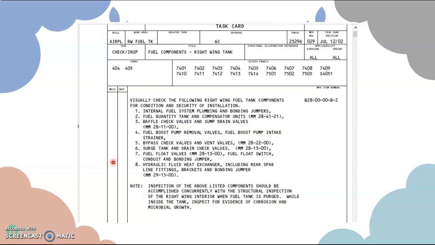For the airplane, every component is so important because when we fly, we want comfort when we fly in the airplane. So all of the components in the airplane must be in good condition. So the purpose of the task card is to check or inspect the components. If we find corrosion or microbial growth in the components, we can fix it.